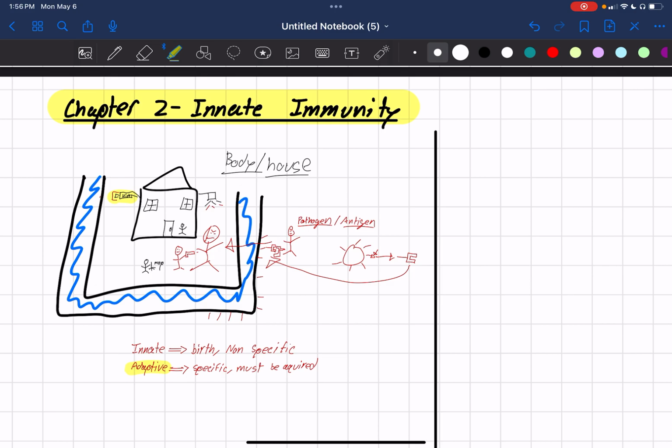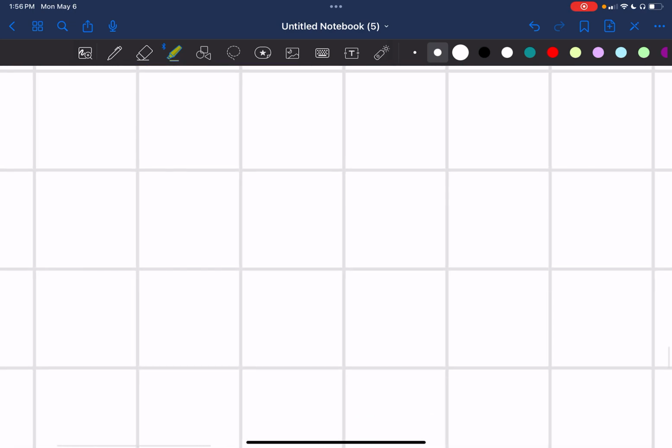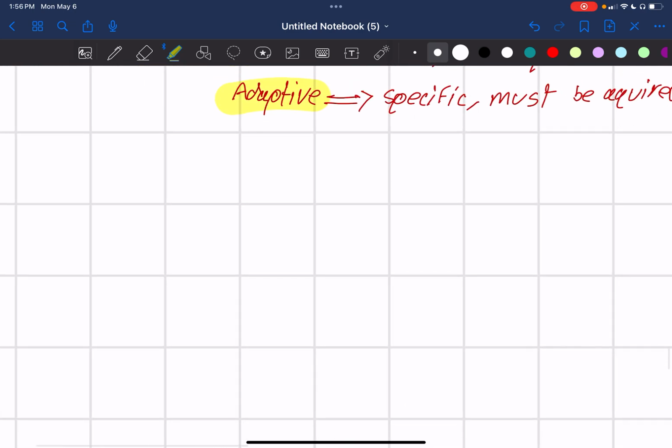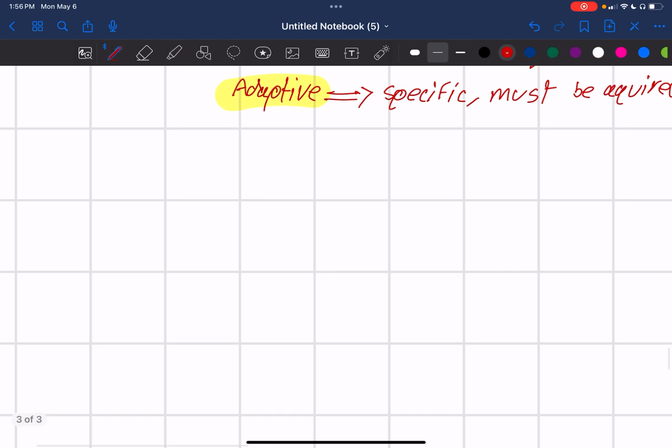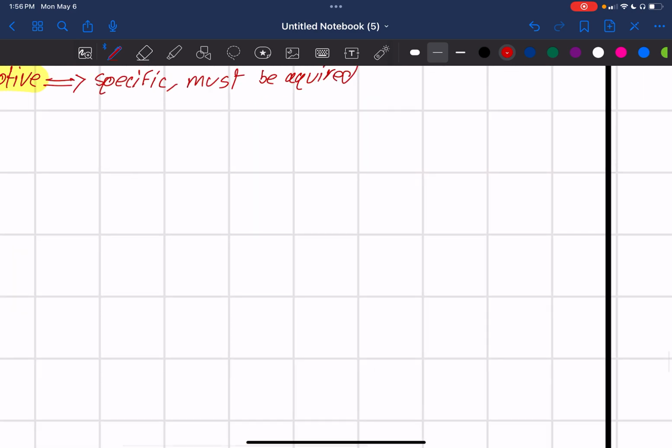Since we're going to be talking about innate immunity, we have several different types of defenses against pathogens. So we have physical barriers, right? Let me try drawing a picture of the human body. It's just going to be an outline.